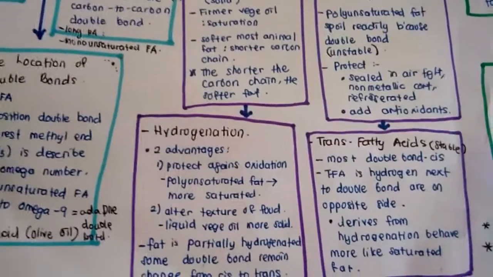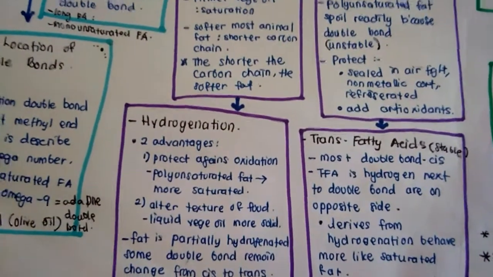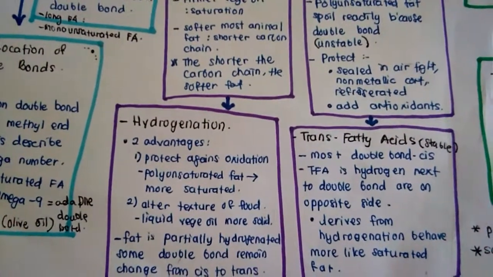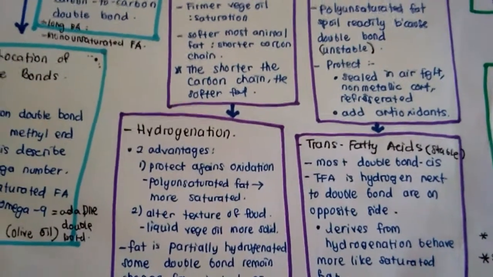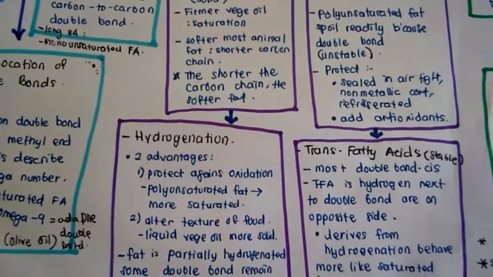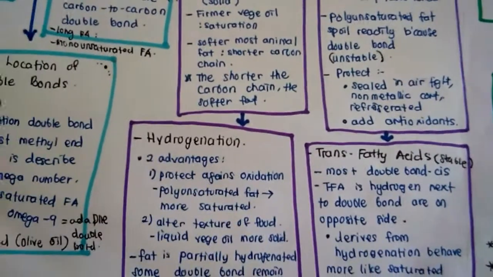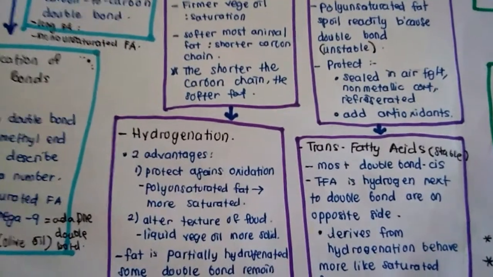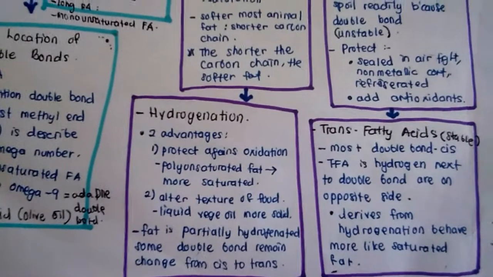So next is the hydrogenation. Hydrogenation has two advantages. First, it can protect against oxidation. That means the polyunsaturated fats can become more saturated, and it can alter the texture of the food, such as liquid vegetable oil becoming more solid when hydrogenation occurs.